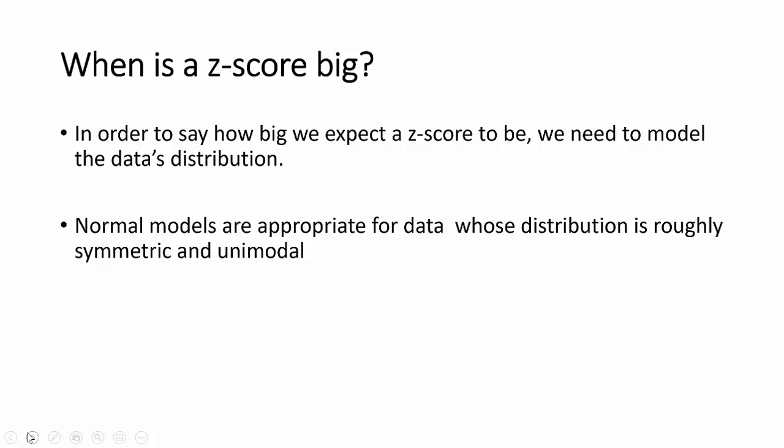So in other words, let me draw here. To be unimodal, that means that the peak exists in only one place. And to be symmetric, that would mean that the peak would have to be somewhere in the middle. So you're looking at something like this to begin with. That is the most important thing to think about when you're considering what a z-score is. Are you working with a normal model based upon this type of distribution?